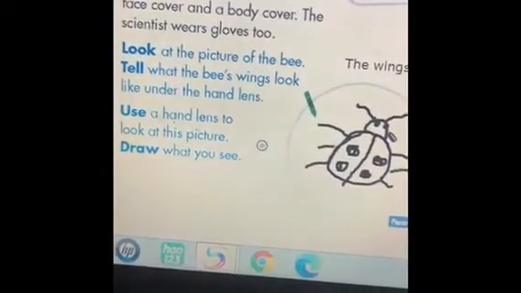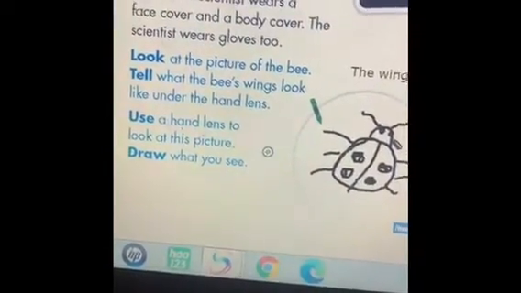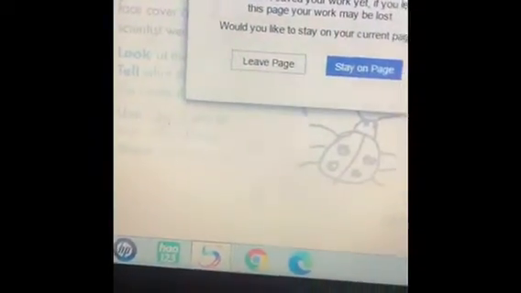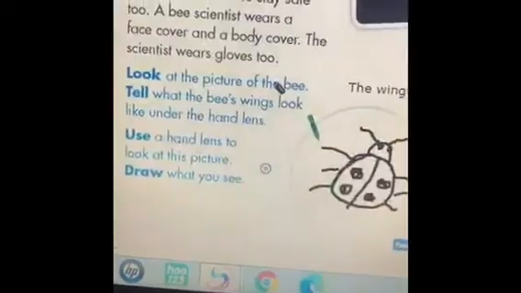Okay, we will learn more tools if we move to the second page. Page 184. On page 184 we will learn more tools. Let's read the tools together.